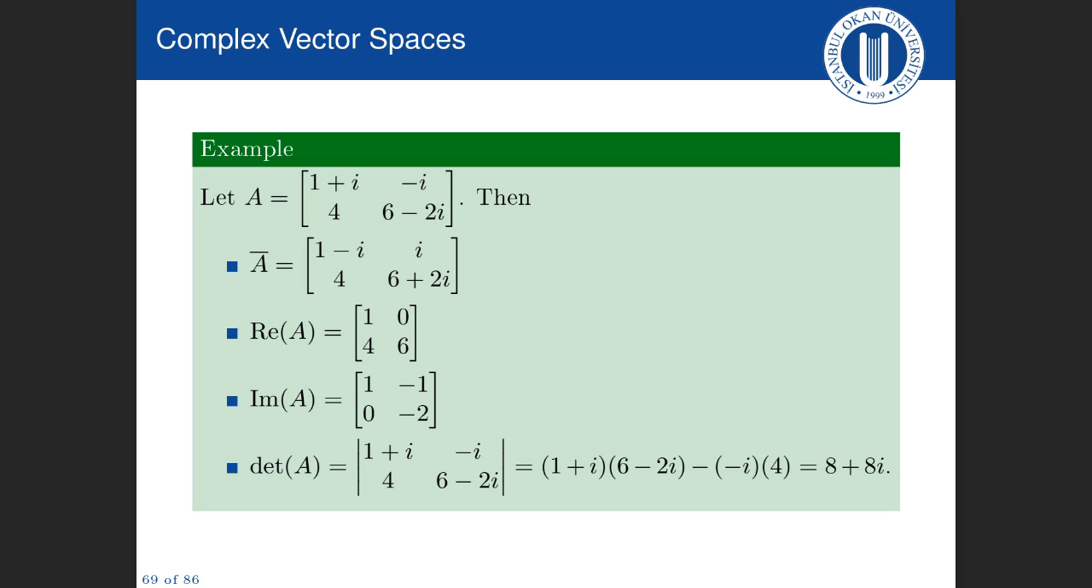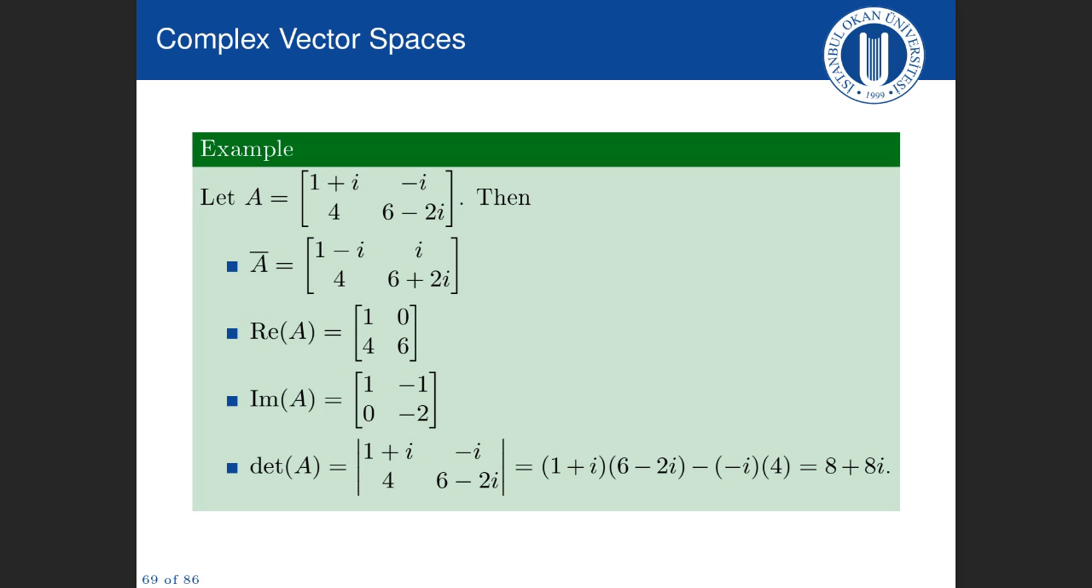So, for example, if A is the 2 by 2 complex matrix, 1 plus i, minus i, 4, 6 minus 2i, we can do the complex conjugate by doing the complex conjugate of each entry. 1 plus i changes to 1 minus i, minus i changes to plus i, 4 stays the same because 4 is just a real number, 6 minus 2i changes to 6 plus 2i. The real part of A is 1, 0, 4, 6, and the imaginary part of A is 1, minus 1, 0, minus 2.